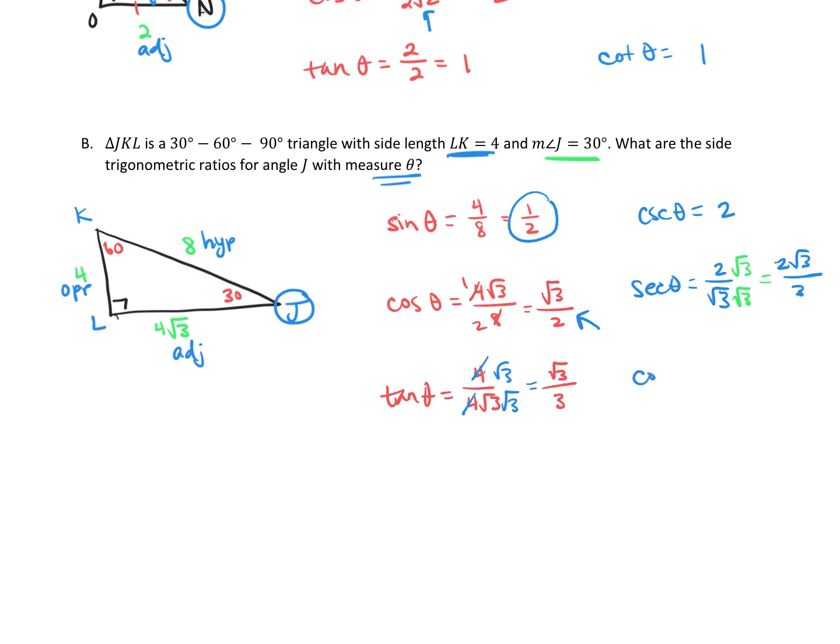And then last we have the cotangent of theta. Cotangent is the reciprocal of this. So if we just flip that, we get 3 over root 3. Let's rationalize. When we rationalize that, we get 3 root 3 over 3. And then guess what? Those 3's are going to cancel. So the cotangent of theta is just a square root of 3.